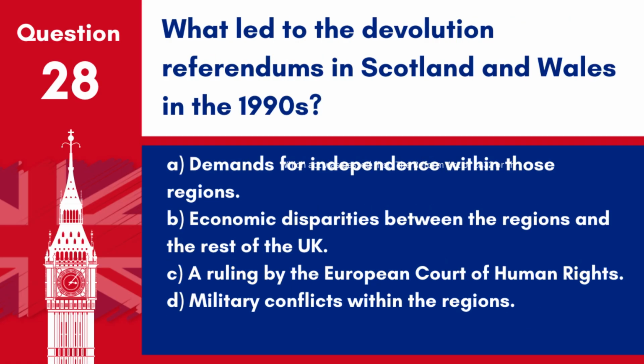Question 28. What led to the devolution referendums in Scotland and Wales in the 1990s? A. Demands for independence within those regions. B. Economic disparities between the regions and the rest of the UK. C. A ruling by the European Court of Human Rights. D. Military conflicts within the regions.